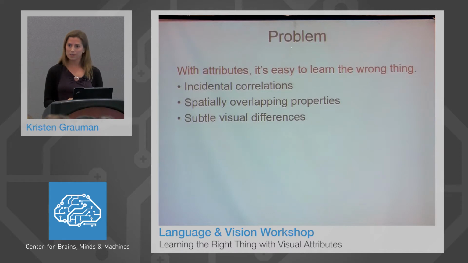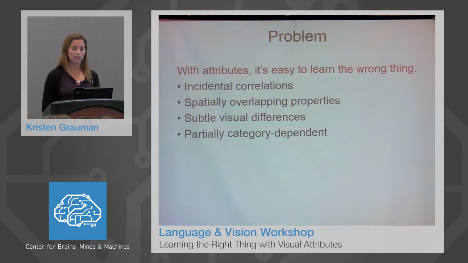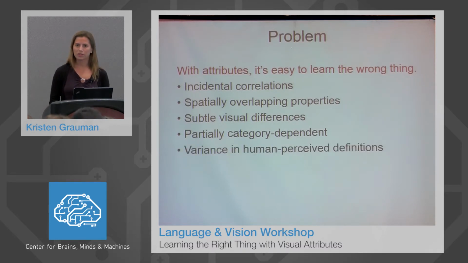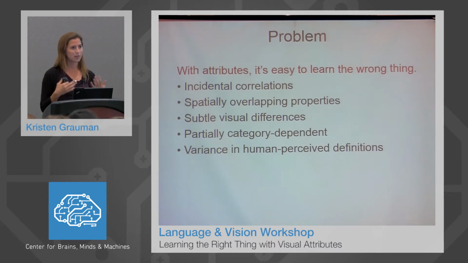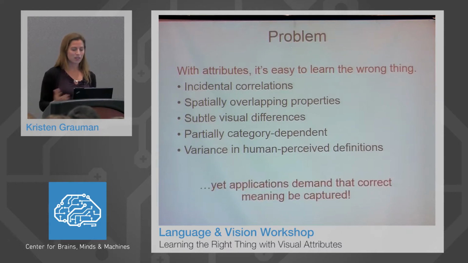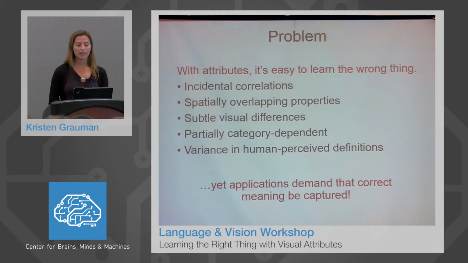Furthermore, there are subtle visual differences. We see this with objects as well, but when we think about attribute and attribute comparisons, making the distinctions and having them align precisely with the language that we associate with those distinctions is challenging. They're partially category dependent, as we'll see in just a bit. And there's also variance in human perceived definitions. Again, this is where language plays an important role. We have certain held notions of what these properties are, and it could actually vary among us as well. So we want the system to understand what we mean when we say fluffy or shiny. Okay, so this is the problem. It's easy to learn the wrong thing, and yet the applications I just mentioned really demand that we learn the right thing.